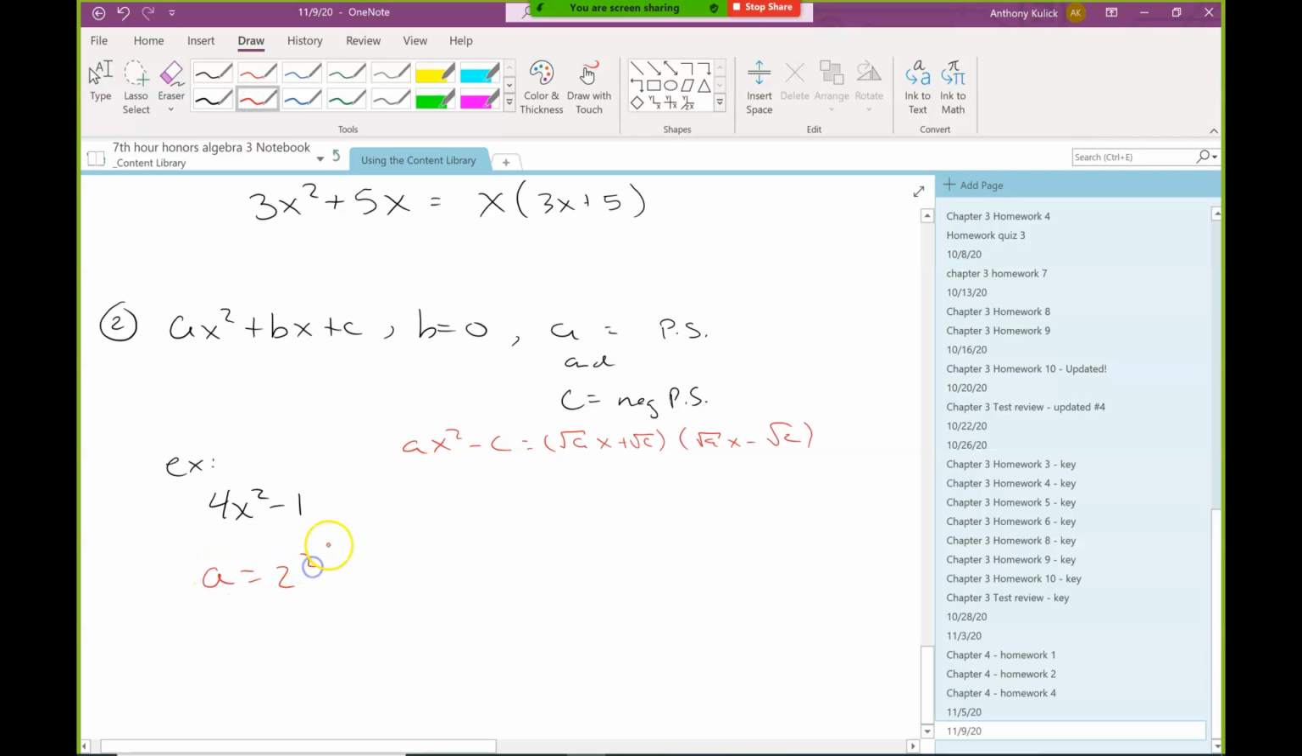So I notice right away that a is 2 squared, c is 1 squared, and there's a subtraction symbol in between the two of them. Everybody okay with that? So immediately I can say this is just 2x plus 1, 2x minus 1.